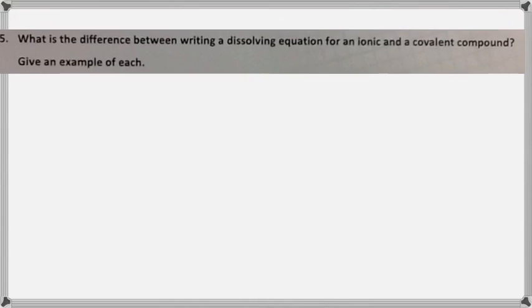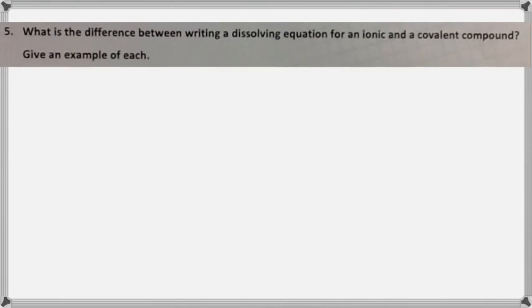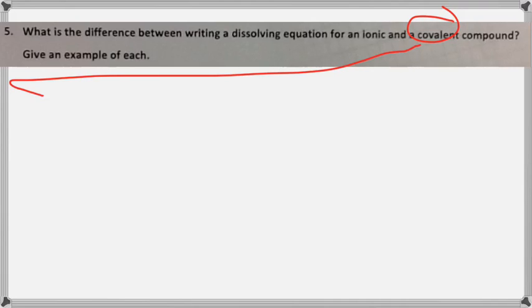So I like to start with covalents because I find covalents to be the easiest. The thing about covalents is they don't split. So it makes them very, very easy. In other words, the compound is the same before and after the actual dissolving process.